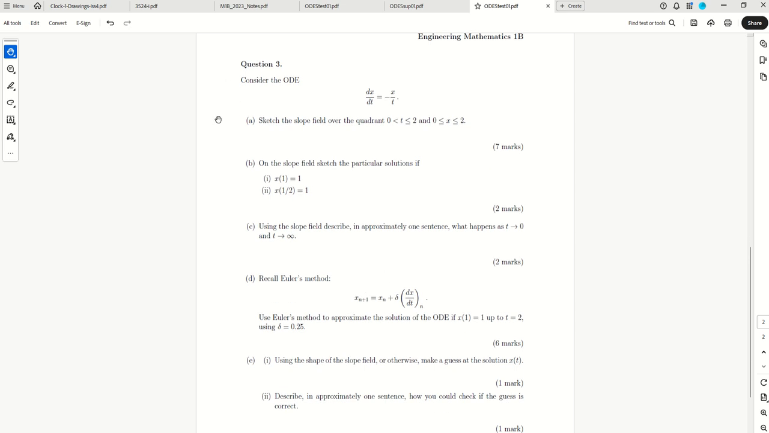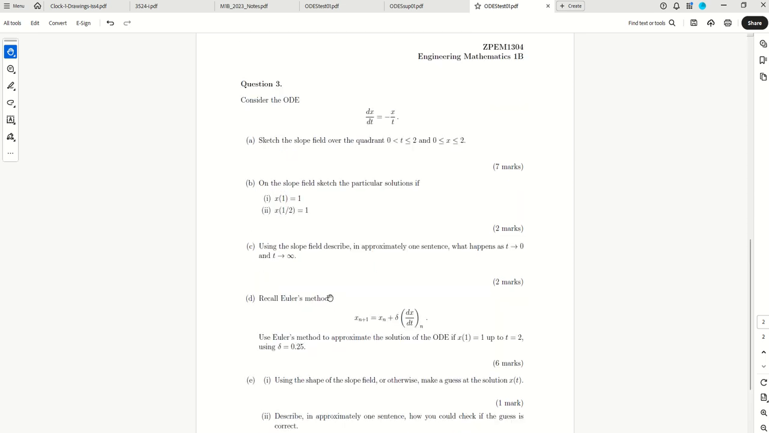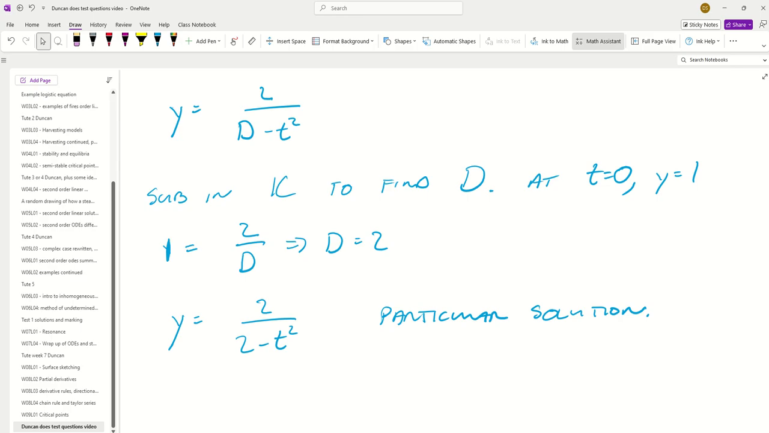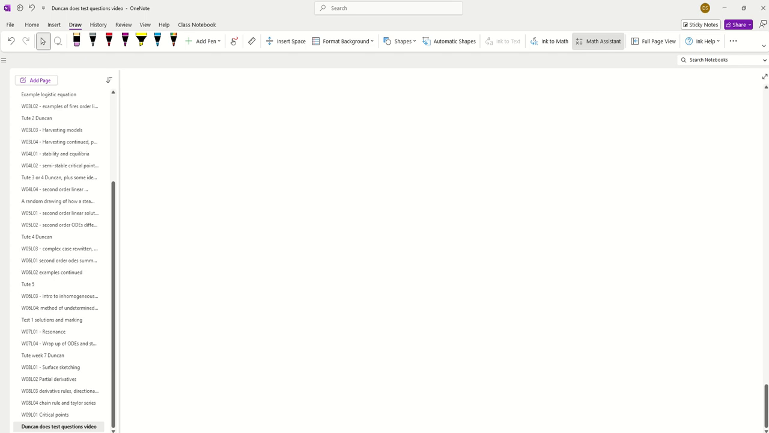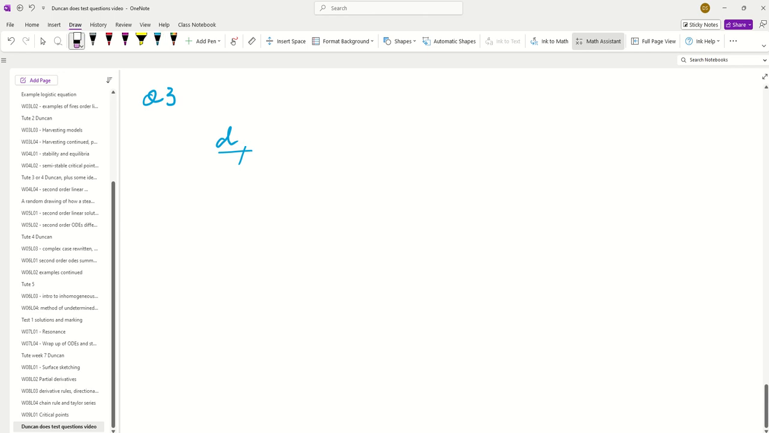Okay, question 3, you're sketching the slope field of this thing, doing an Euler's method. This question has been on this test for about 7 years. Presumably students have shared it. Students keep getting it wrong. All right, so we have dx/dt equals negative x on t.